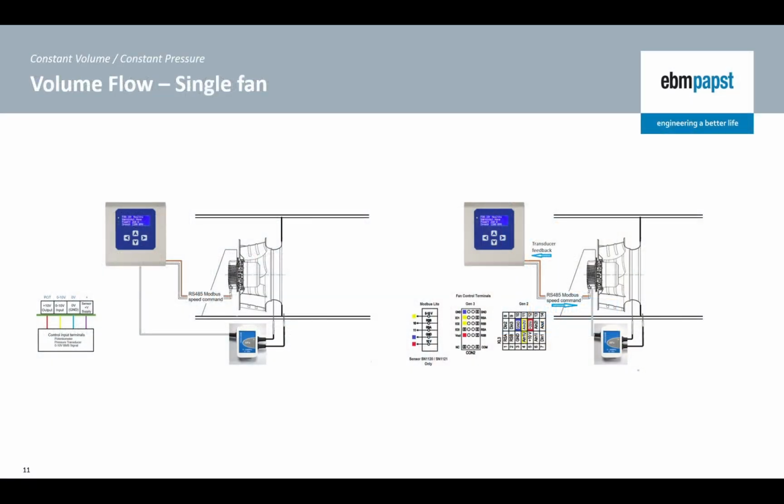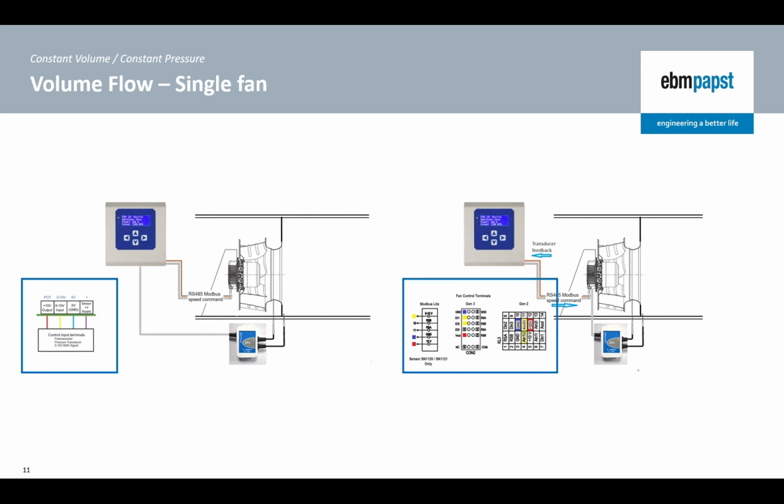In the case that a single pressure transducer is used for flow or pressure measurement, the output of the pressure transducer can either be connected to the control input terminal of the MDC controller or to the analog input terminals on the fan, AN1, IO1, or AN2, IO2.